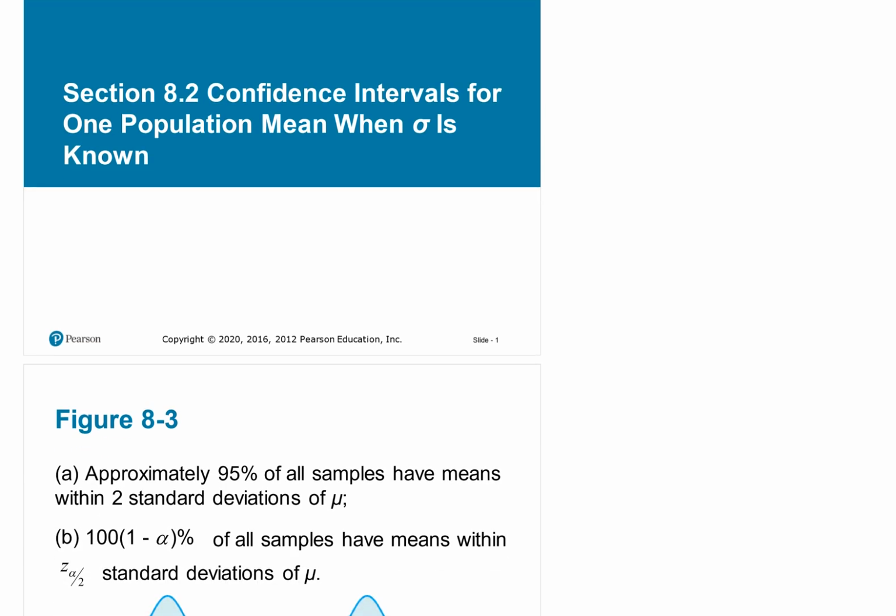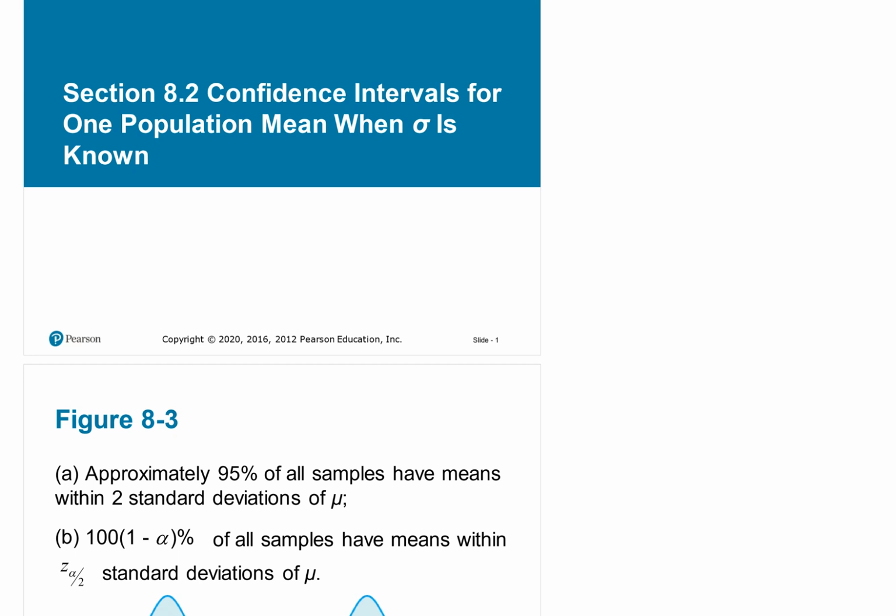Section 8.2: confidence intervals for one population mean when sigma, the standard deviation, is known. We're going to find out later on for one population mean when sigma is unknown. And then we're going to later on look at two population means. That's why we call it one population mean here, because in later chapters, you're going to look at two population means.